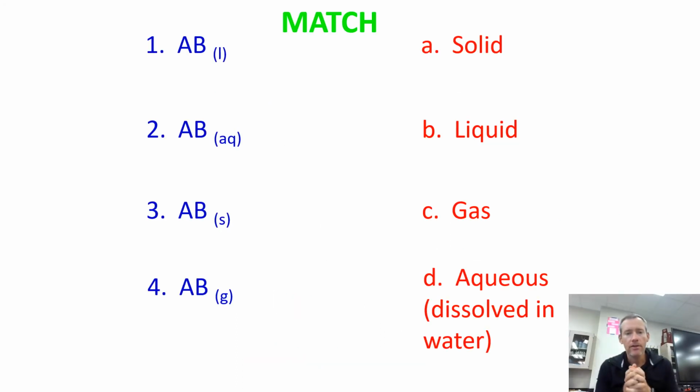All right, again, a quick introduction or maybe a review of what these symbols represent. You have L for number 1, AQ for number 2, S for 3, and 4 is G. So you should be able to identify which one's which.